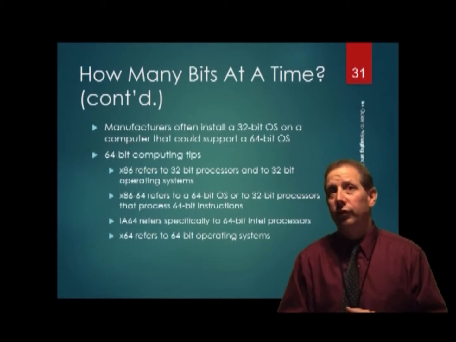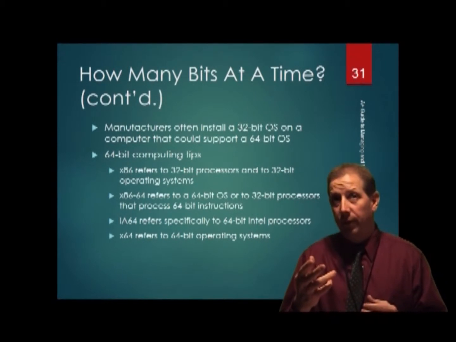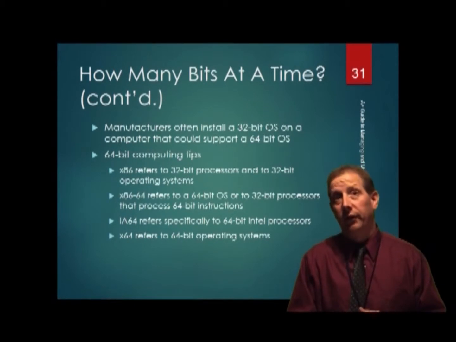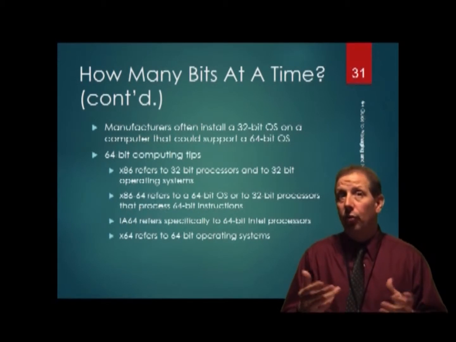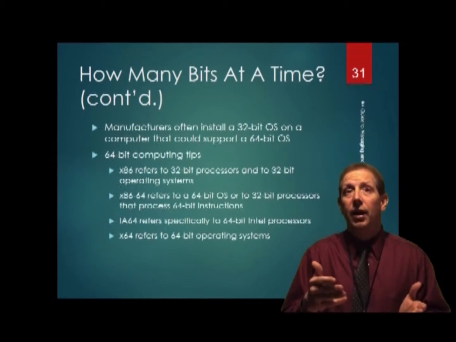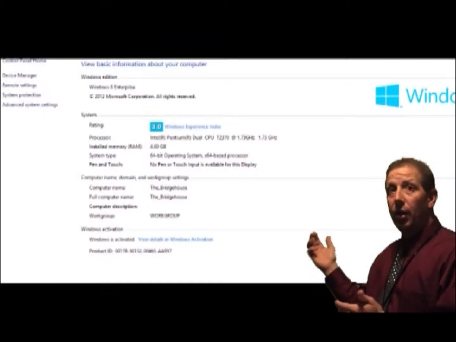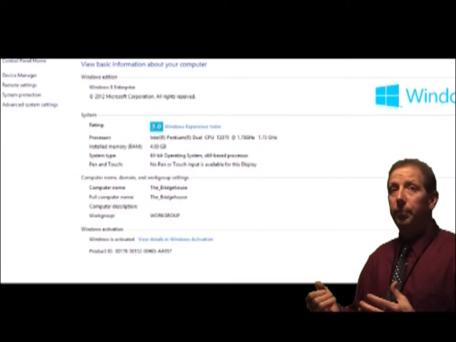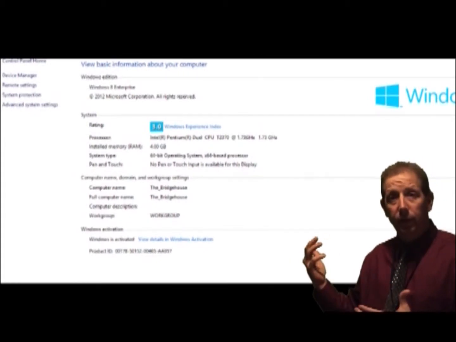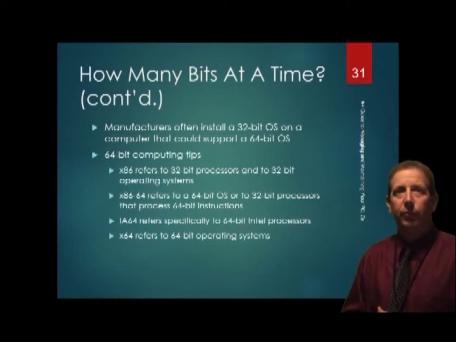Often a manufacturer will install a 32-bit operating system on a computer that could support a 64-bit operating system. Investigate in Windows 7 to find out what type of processor and operating system is installed. Click Start, right-click Computer, select Properties from the shortcut menu, and then the results will be shown as they are on the screen here behind me, showing possibly a Core Duo CPU. Now this CPU here could have handled a 64-bit operating system, but the manufacturer put on 32.